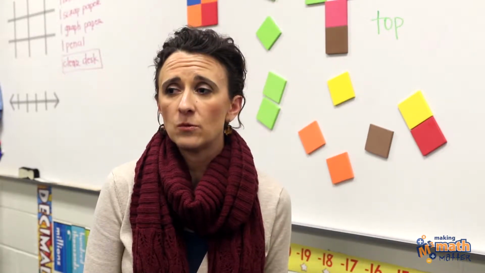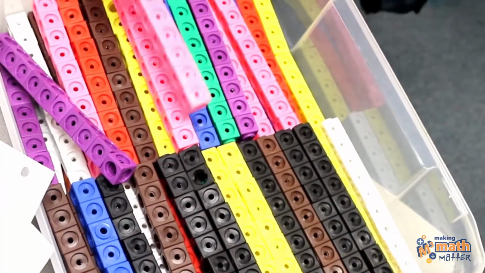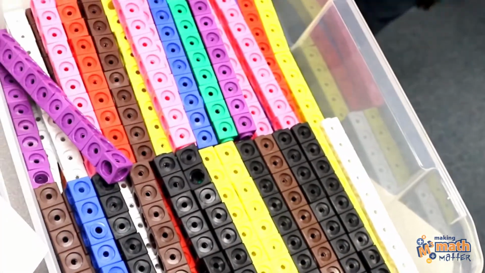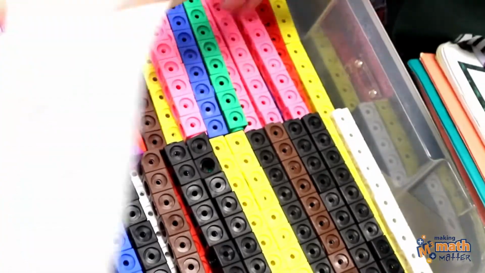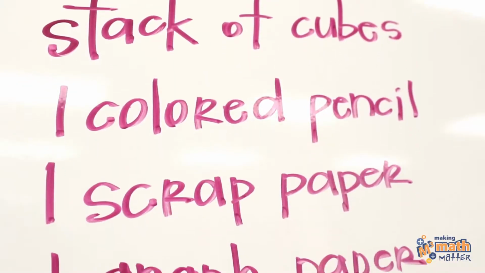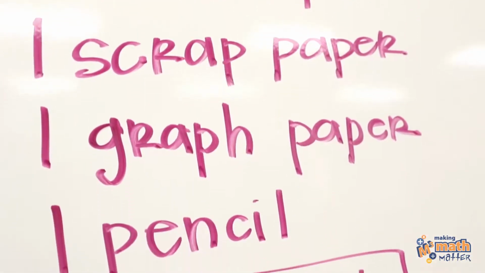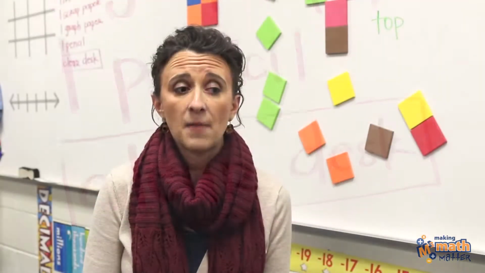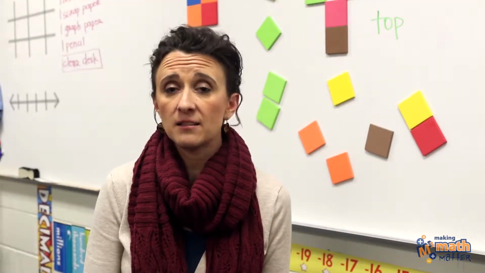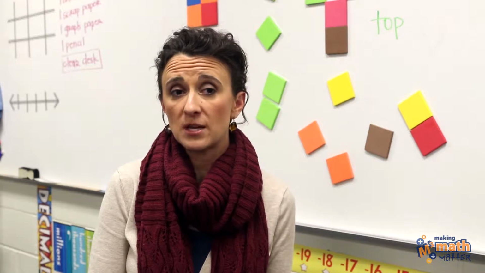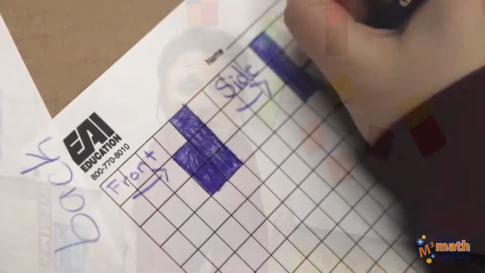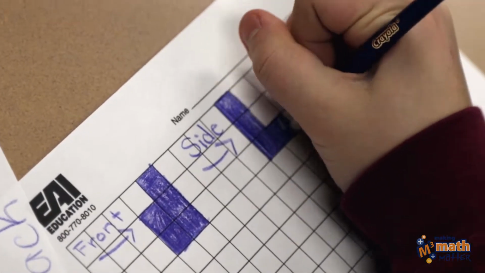So today what we did was we took the Kadee cubes. Each kid in my class was given a stack of 10, a piece of graph paper, and a piece of scrap paper that we used as a building mat for the three-dimensional shapes. I gave them just guidelines on what kinds of three-dimensional shapes to build. They built them and then they sketched the views on the graph paper.